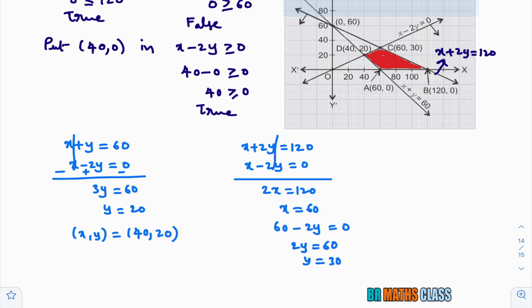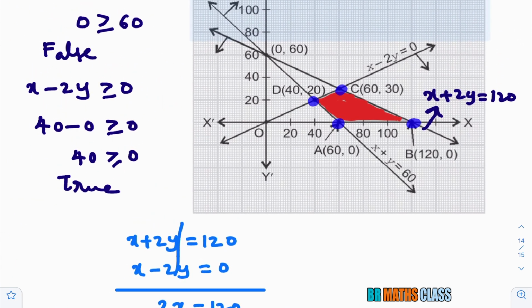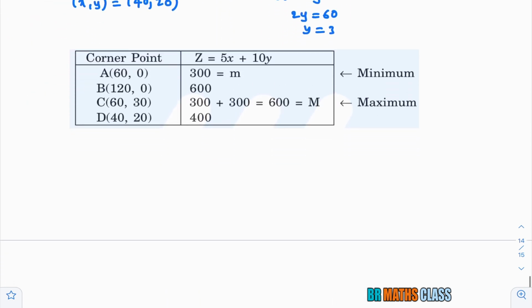So identifying the corner points is step 2. So what corner points we got here? This point is 60 comma 0, 120 comma 0, this is 40 comma 20, this is 60 comma 30. All these corner points, you write it in a table and substitute in the objective function, 5x plus 10y. Now you got the values like this: 300, 600, 600, 400.